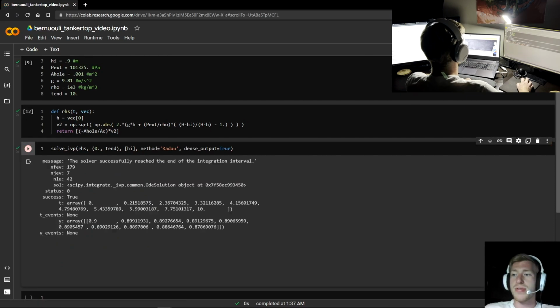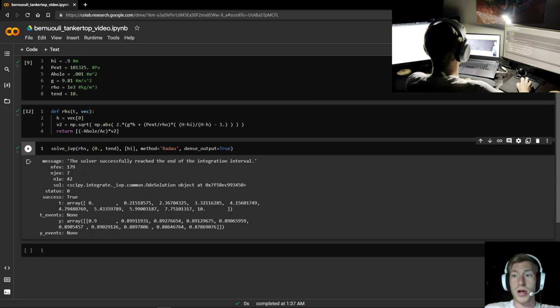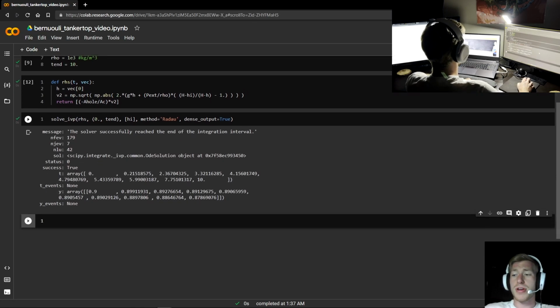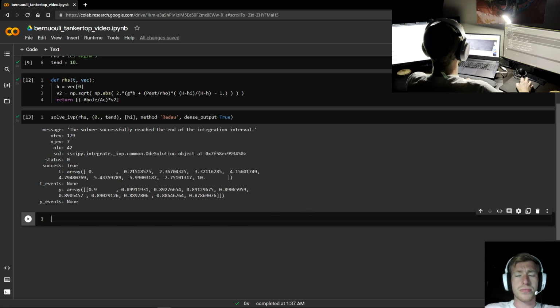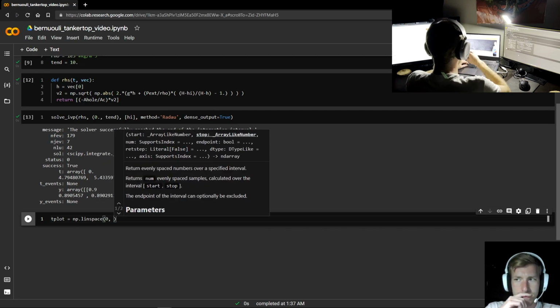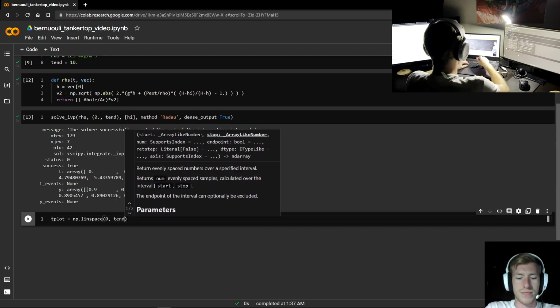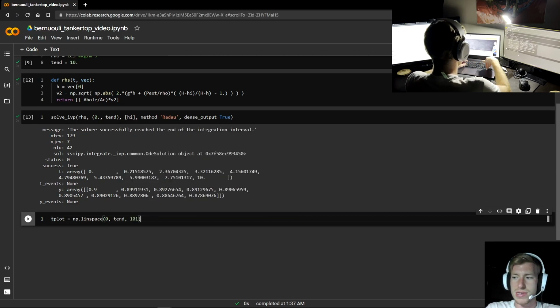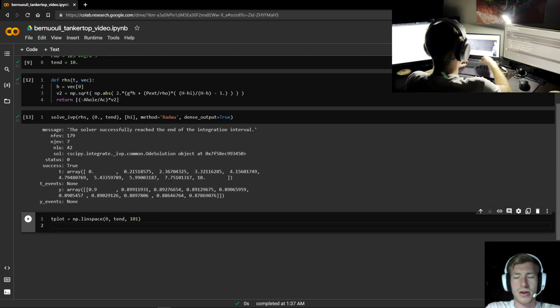If we put an absolute value in there, we see that it does work this time around. So we're going to plot what this looks like, and we're going to see what this does as a result of doing the absolute value. To plot it, the first thing we're going to need is a range over which we're looking. So we're going to make a new thing called tplot, and that's just going to be np.linspace from 0 to tend, and we're going to do, say, 101 slices in that array.